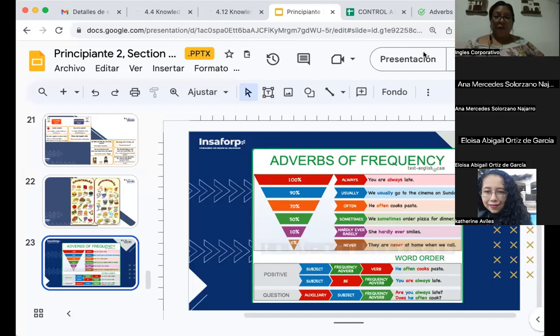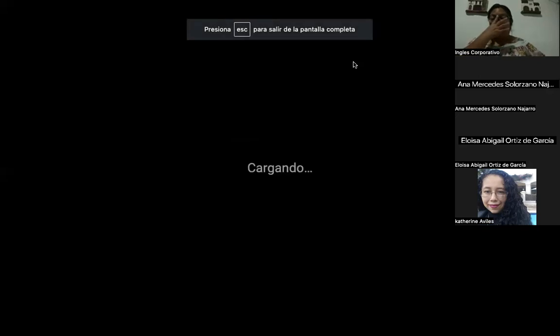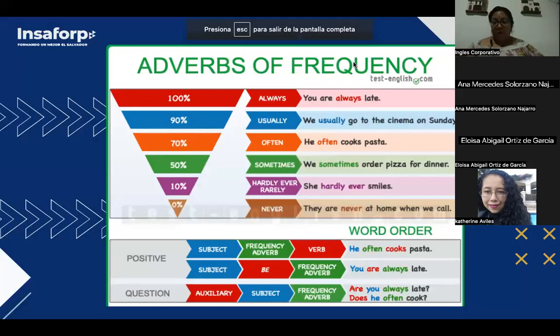Okay, the topic of today is frequency adverbs. Frequency adverbs, as the name says, are used to talk about frequency, how many times you do something, or you do some activity, or you don't do something or some activity.